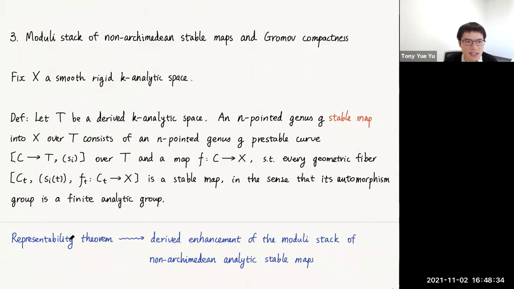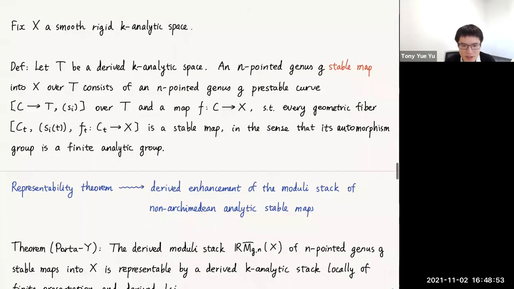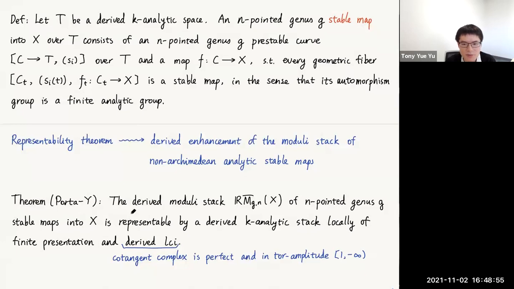Now, applying the representability theorem again to this modular problem, we obtain immediately a derived enhancement of the modular stack of non-Archimedean analytic stable maps. So with Mauro Porta, we showed a little bit more. We showed that it's representable. First, it's representable just as an application of the representability theorem.